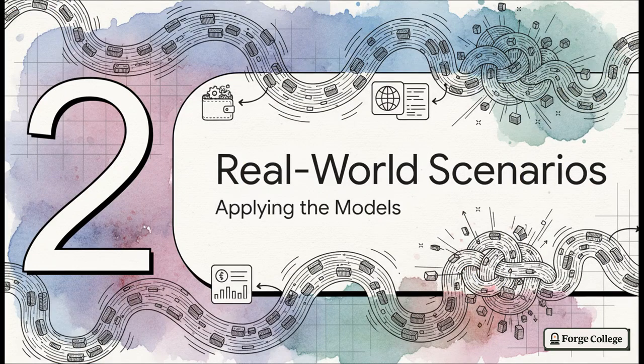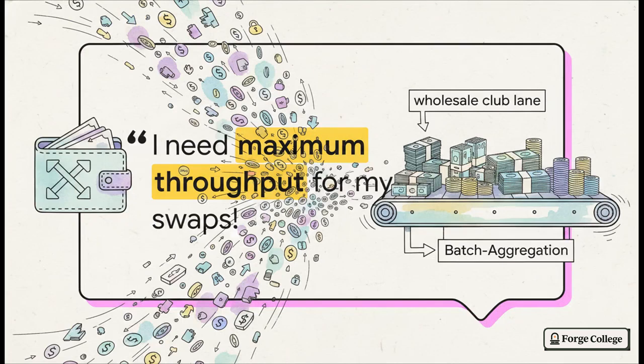Moving right along to Section 2, real-world scenarios. Let's apply these models. Imagine a high-volume exchange wallet. Their ultimate rallying cry is, I need maximum throughput for my swaps. For an exchange, processing thousands of transactions efficiently and driving down gas costs is vastly more important than microsecond latency.